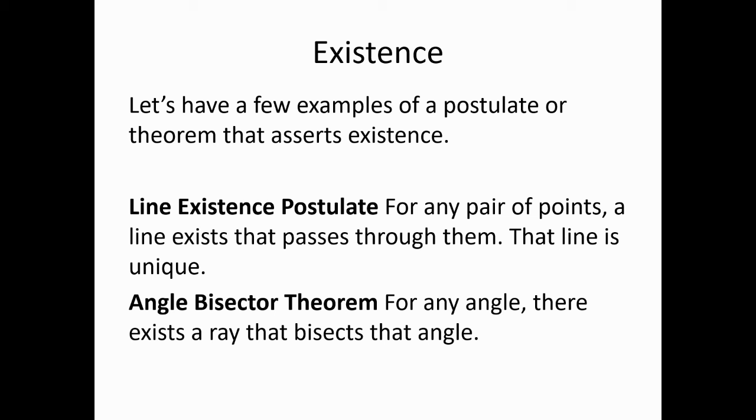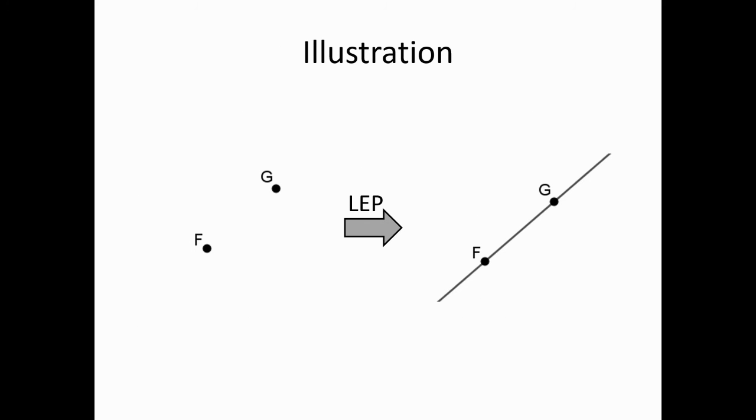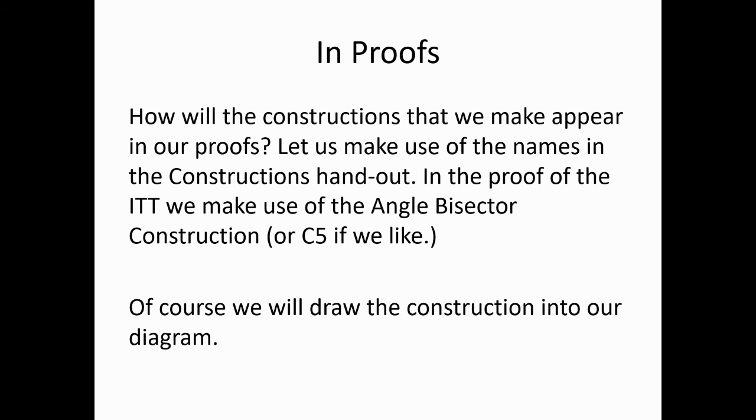Now, when we have existence postulates or theorems like this, then I think it makes good sense to, on the basis of that postulate or theorem, make an addition to the diagram. So for instance, if we had two points in a diagram, the line existence postulate would allow us to construct, that is, to simply draw in the line. So here's an example. Let's say that in a diagram we had the points F and G, as you see them on the left-hand side, nothing drawn through them. The line existence postulate will allow us to draw the line that passes through them because, again, that postulate assures us of the existence of that particular line.